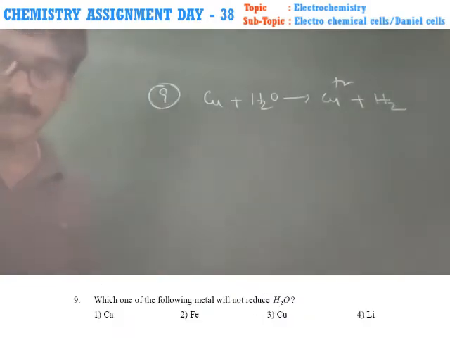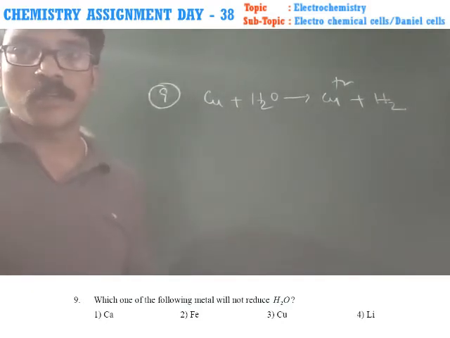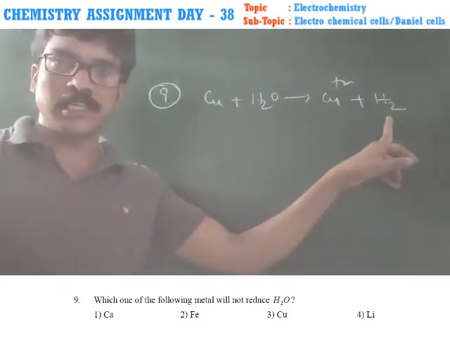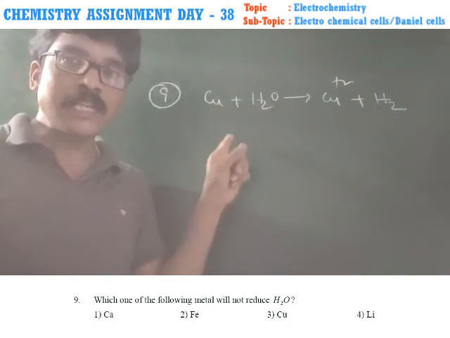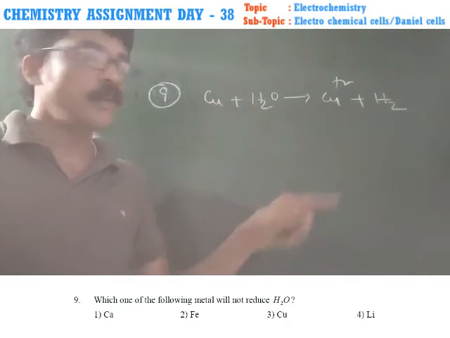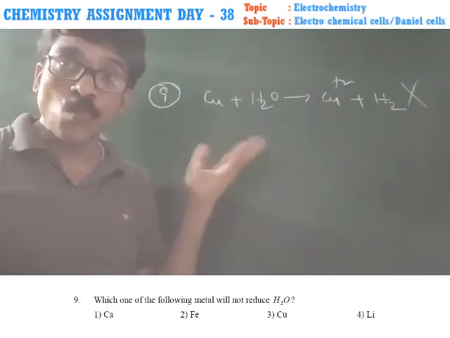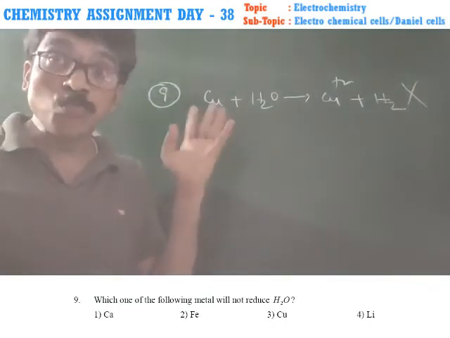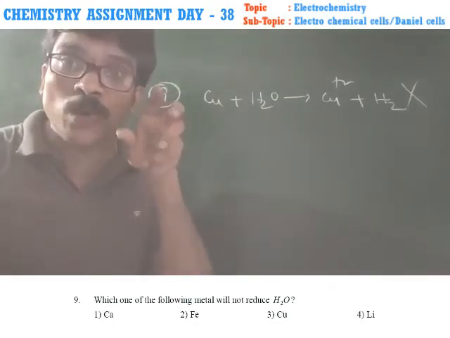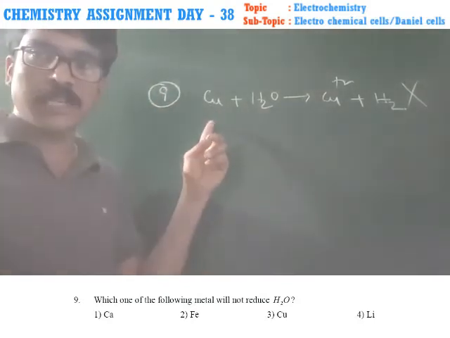Question number 9. Which one of the following metals will not reduce water? To reduce water, this is the reaction: water undergoes reduction and hydrogen gas is released. To get this reaction, copper undergoes oxidation and hydrogen undergoes reduction. But this reaction is not possible. Why? Because copper has more SRP and hydrogen has low SRP. The cation with more SRP undergoes reduction, and the one with less SRP undergoes oxidation. But here the reverse reaction would have to take place.